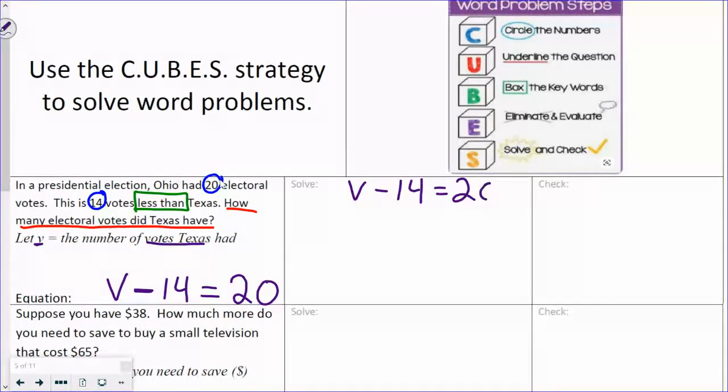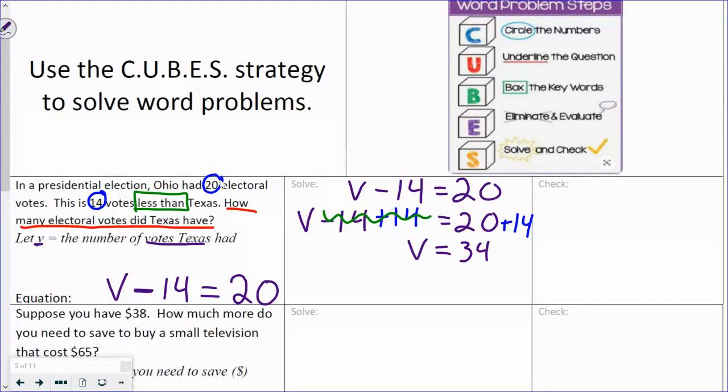What I want to do is the opposite of my subtraction. What's my inverse of subtraction? Well, the inverse is addition. So that means I want to add 14 to both sides. Why do I want to add 14 to both sides? Because remember, we're trying to isolate our variable V by itself. So then I only have V on the left side, and then what's 20 plus 14? It's 34 votes.